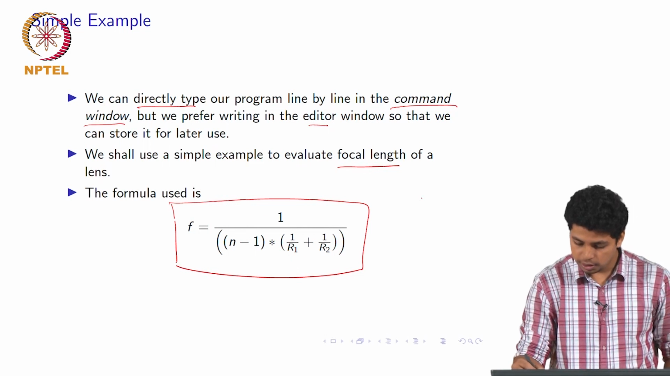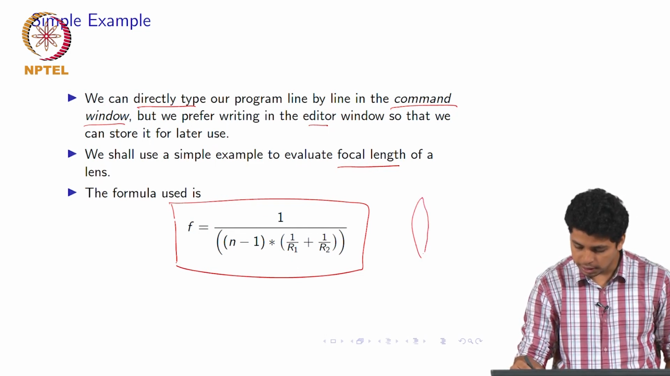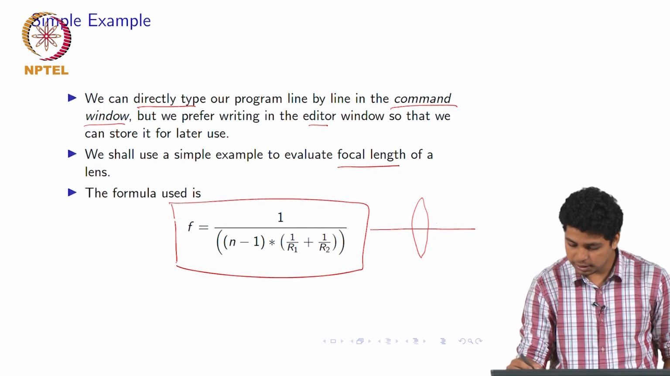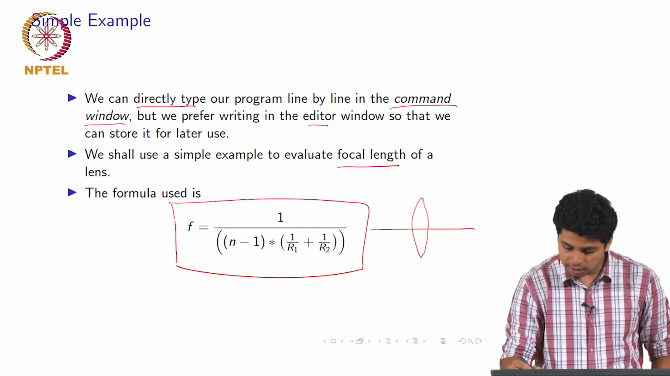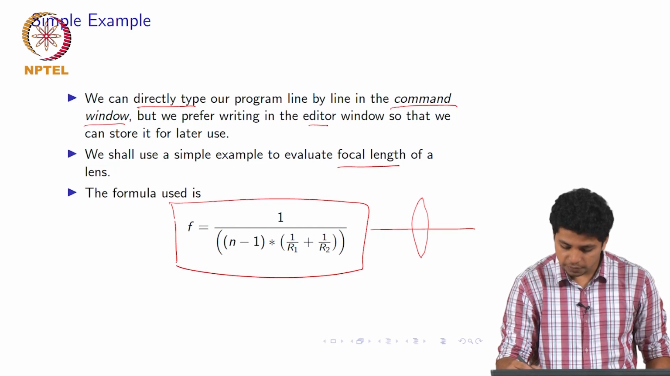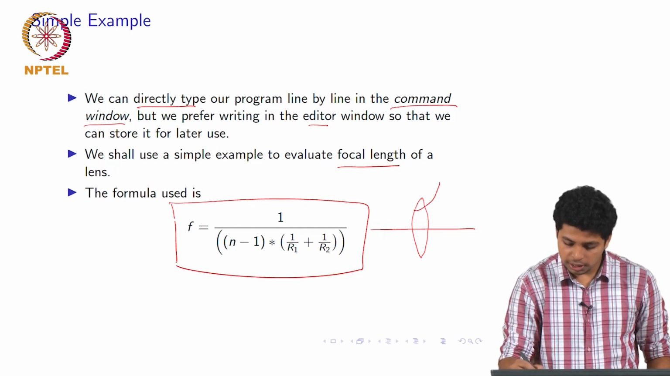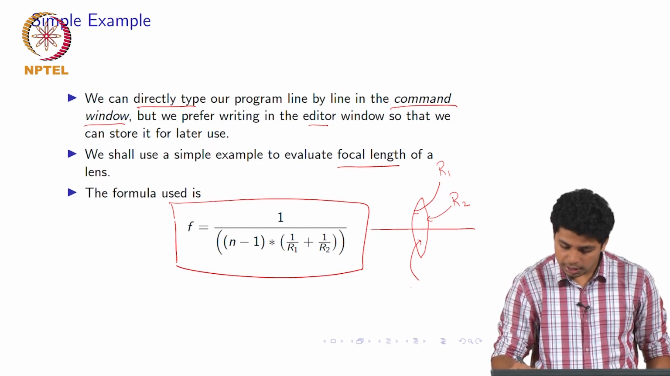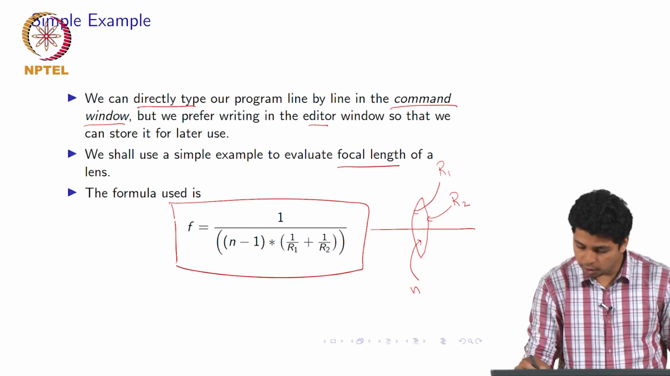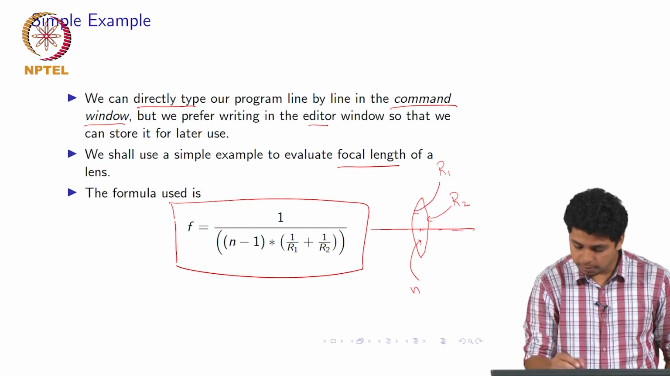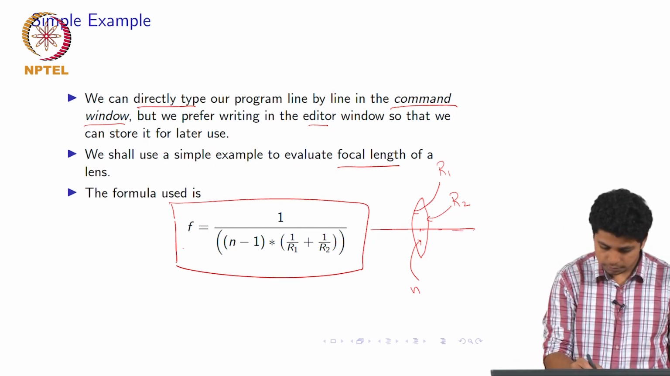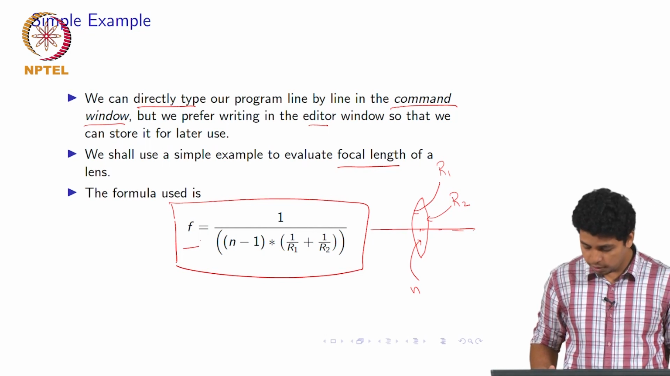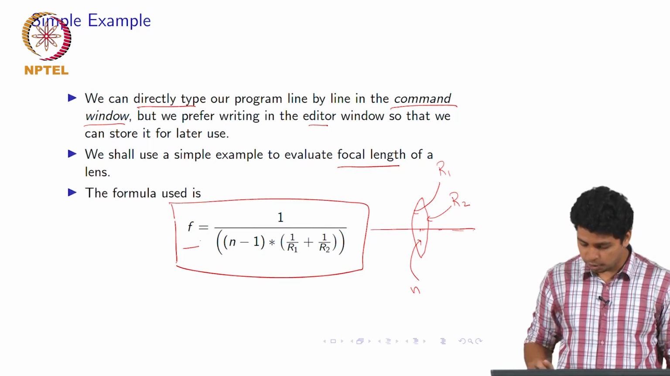In this case, say we have a lens like this, and this is the optical axis, then this is a thin lens, and we assume that both the surfaces are circular. Say this one has a radius of curvature r1, and this surface has a radius of curvature r2, and the refractive index of the material in the lens is n. Then the focal length will be given by this formula. So now what we want to do is implement this formula in MATLAB.